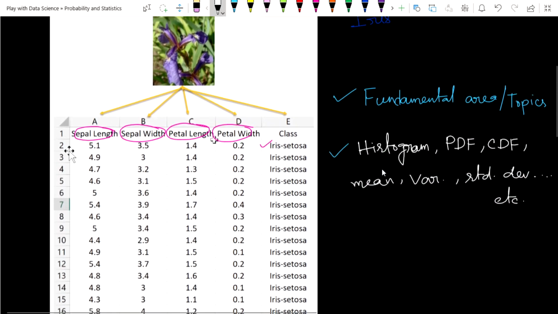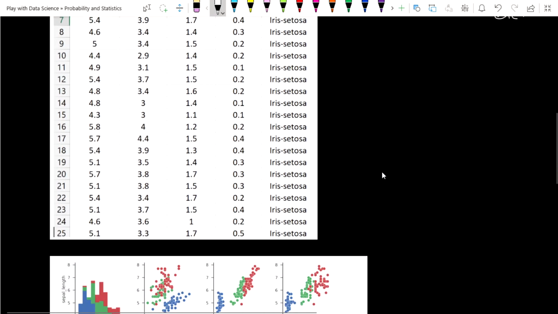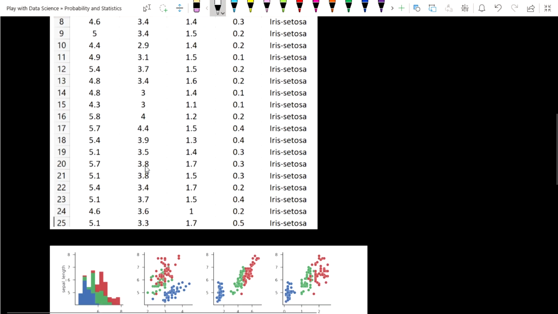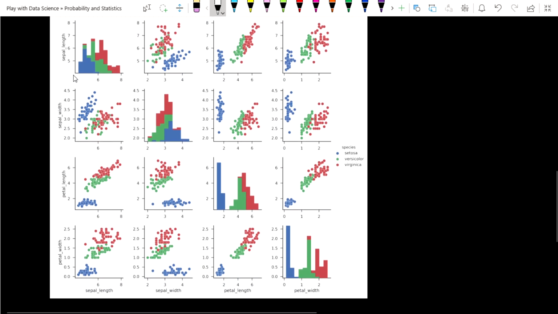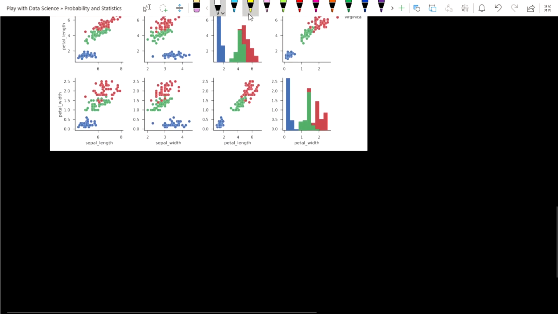So let's see. Suppose we have taken this dataset, and using this dataset I have drawn the pair plot. This is the simple histogram of the sepal length, and this is the simple scatter plot. Just let's take this example. I think it will be better for understanding our motto.